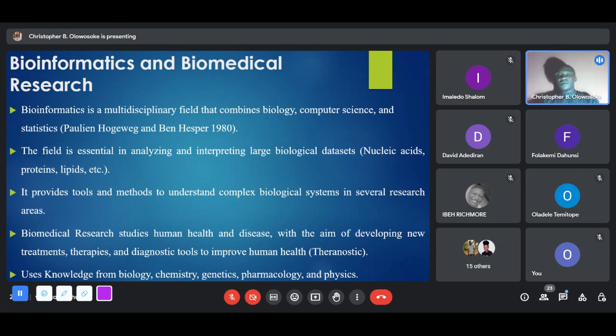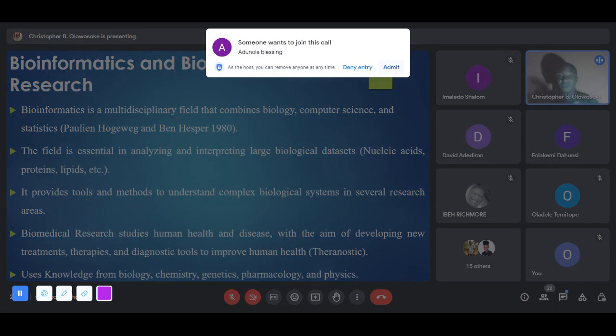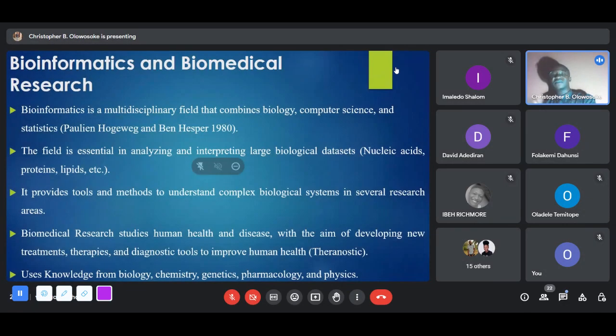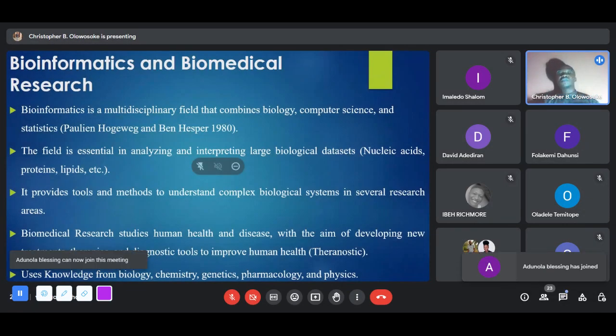Within this period, enormous biological information was being gathered. But as this technology advanced, we discovered that this information was enormous, and our normal ways of conserving, preserving, and transforming information in those periods were not as effective as the way biological data was being generated. You get me? So this is where bioinformatics comes in.